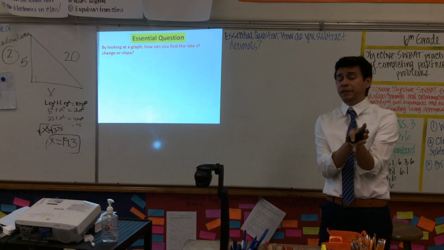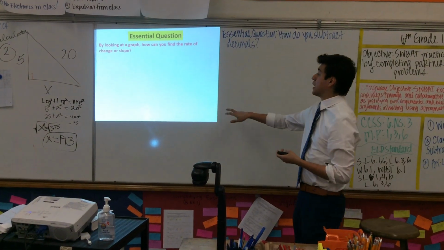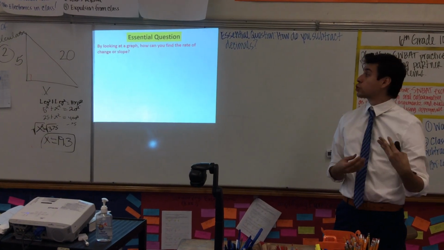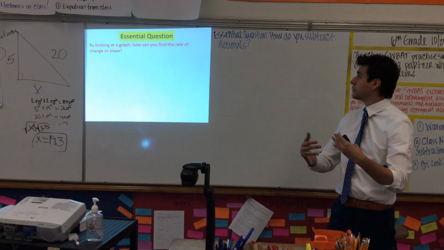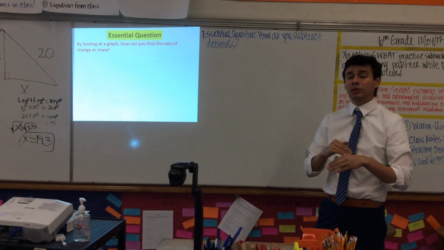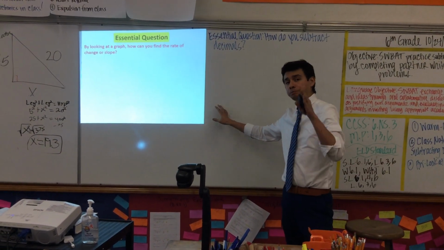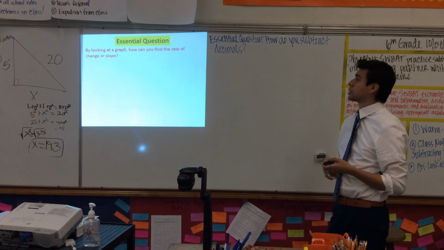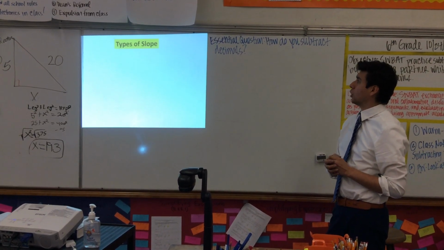So hopefully by the end of today's lesson, you're going to be able to answer this one. By looking at a graph, how can you find the rate of change or slope? Again, rate of change and slope means the same thing. So just pause the video and then write the question down and then watch the video again. Press play.